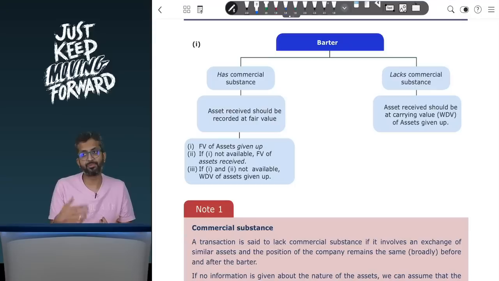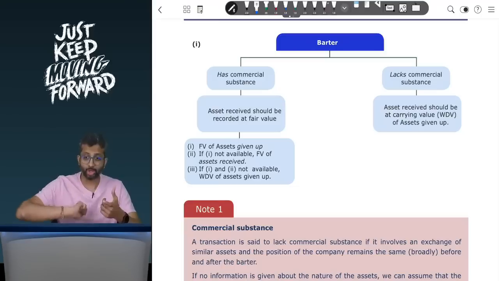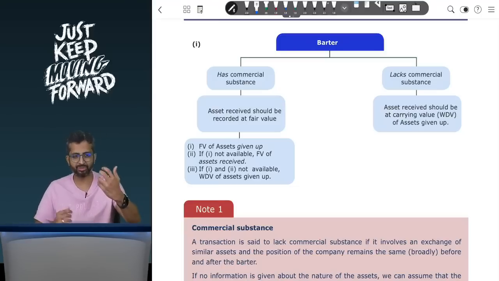Sir, why do we take first preference as fair value of asset given up? Because we are doing recognition based on cost. Cost is what you are paying. You might be getting an asset, but for that, if you have to pay cash of 100, that is the cost of the asset.